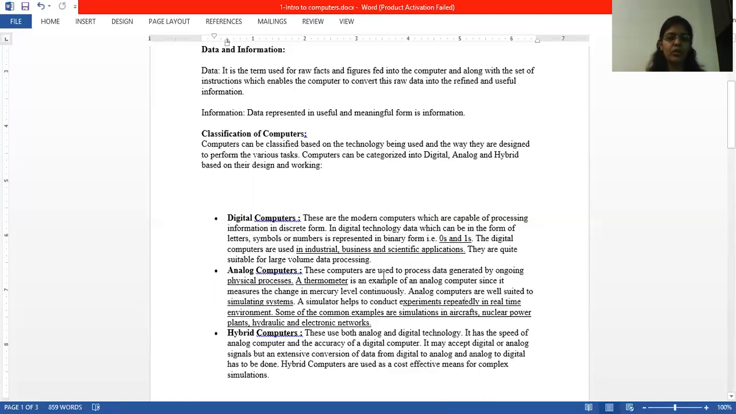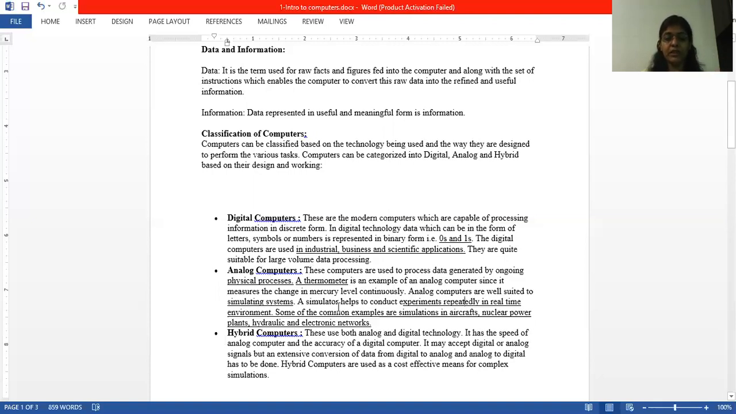Now, what do we mean by analog computer? Analog computers are used to process the data generated by ongoing physical processes. You can understand this with the basic example of a thermometer. A thermometer is also an example of an analog computer because it measures the change in the mercury level continuously. Analog computers are well suited to simulating systems.